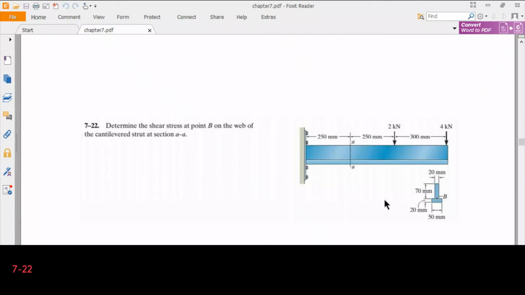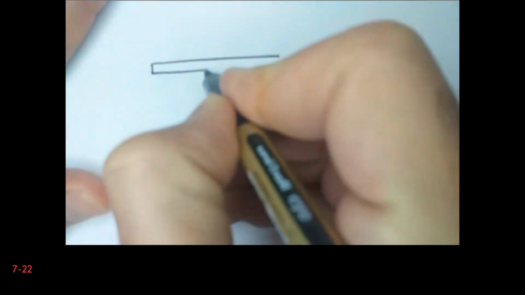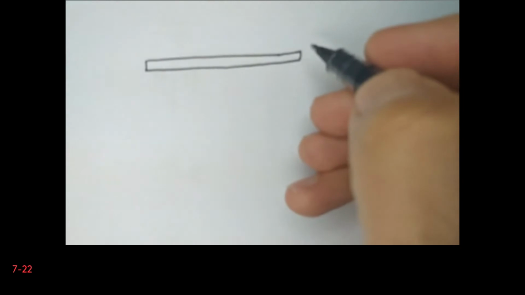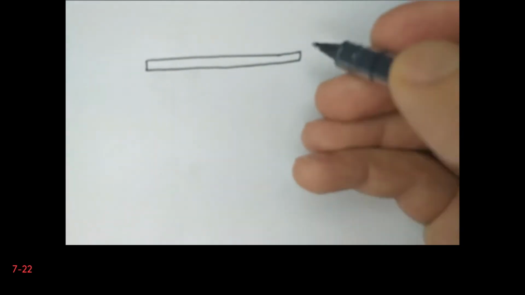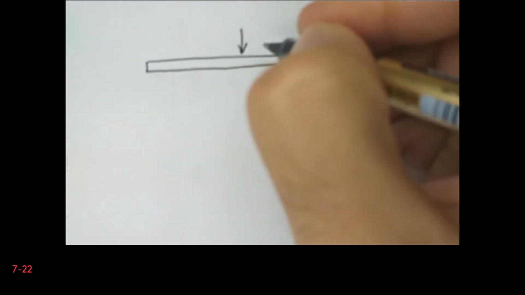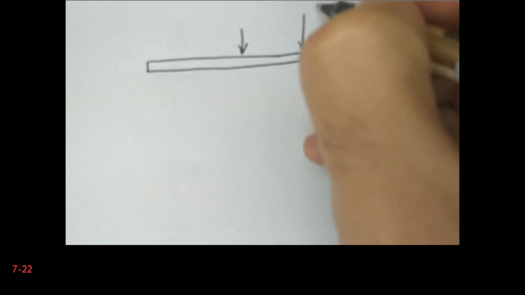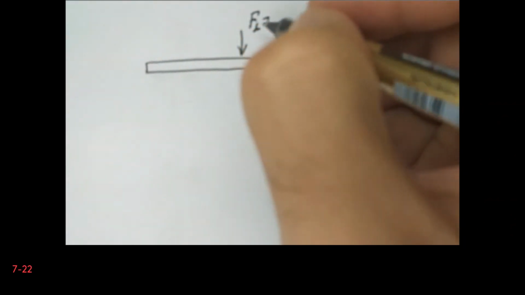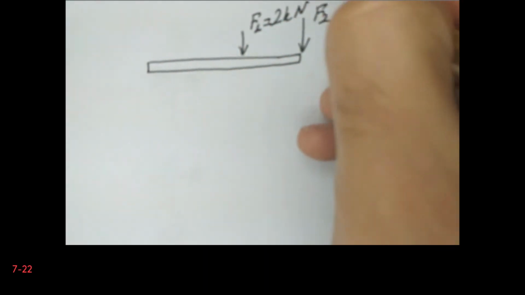So first thing that we need to do is draw the shear force distribution. We can do it in different ways. First let me draw the free body diagram of the system, of the beam. This is our beam. We are given 2 forces. Let's say that this is F2 and this is F1. So F1 is equal to 2 kilonewtons and F2 is equal to 4 kilonewtons.